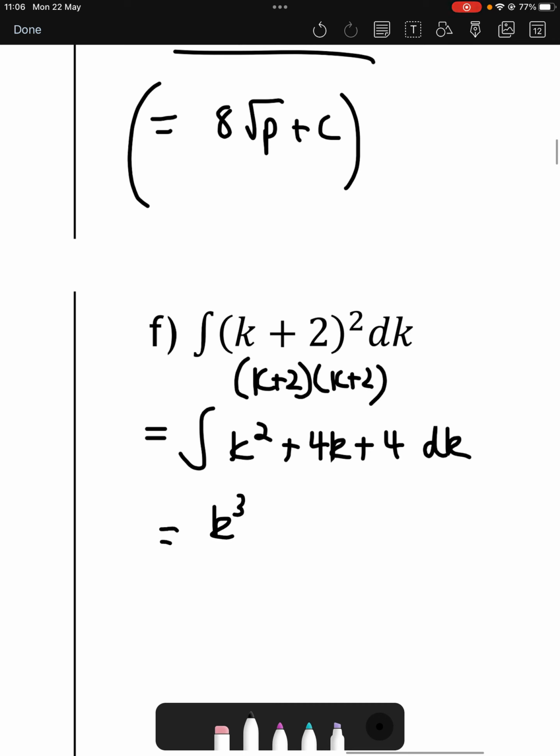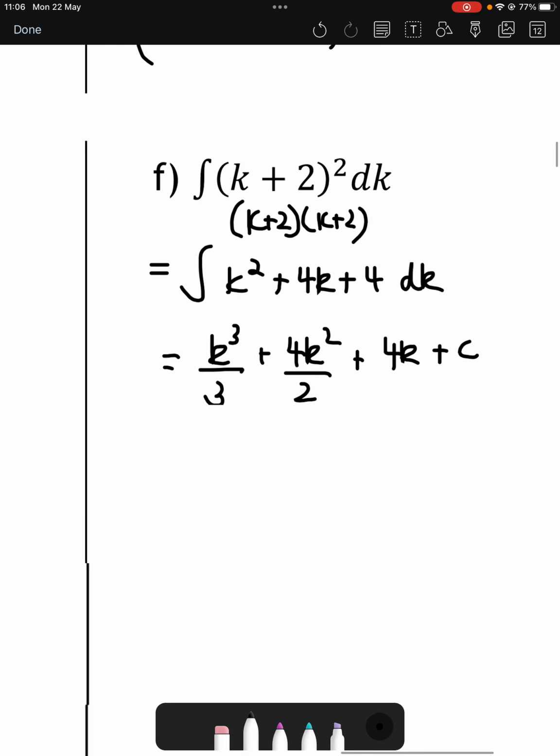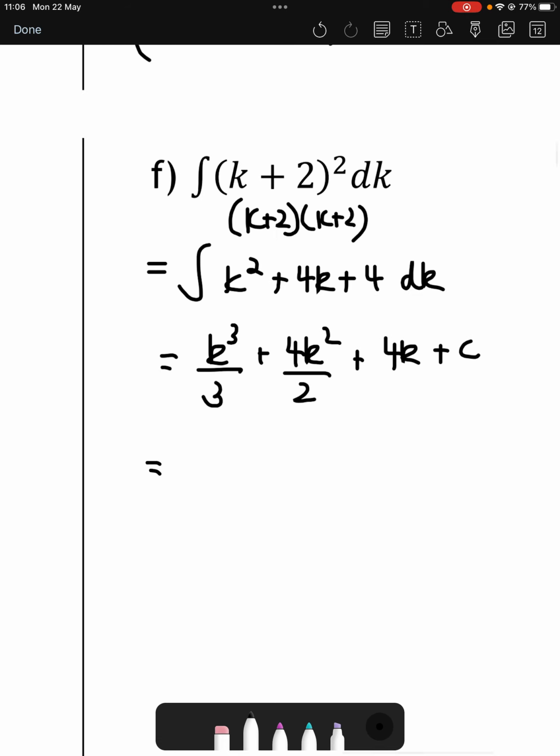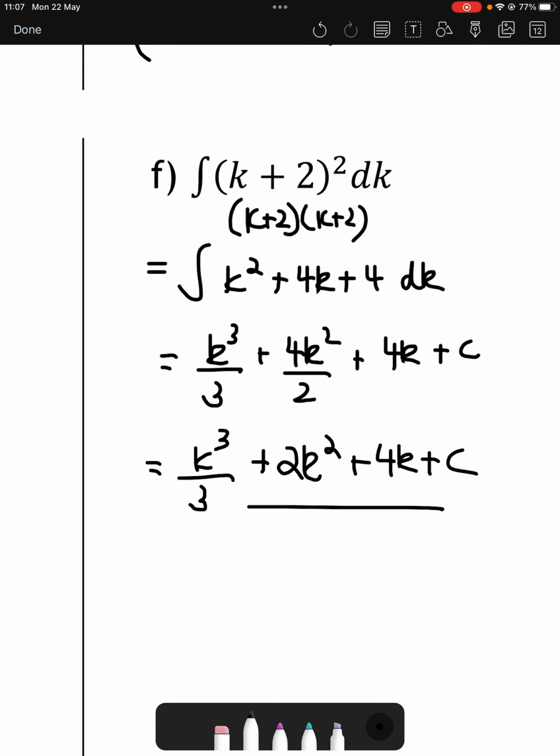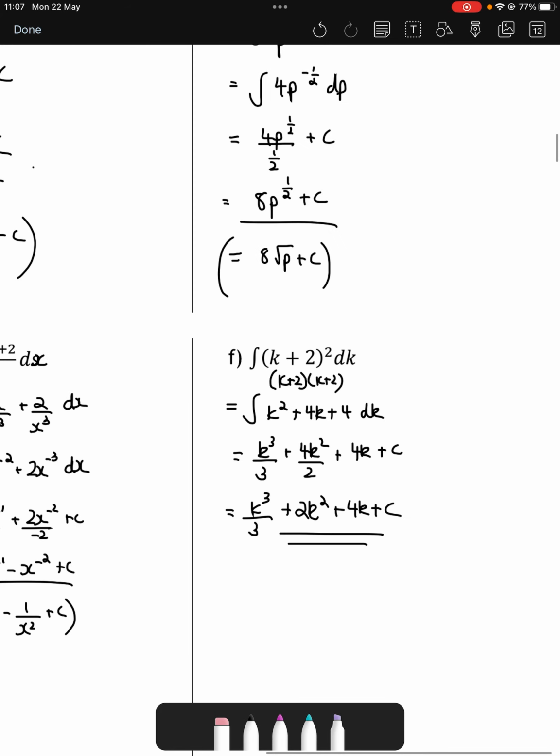Increase your power, and 4 will go to 4k. Remember your plus c. Tidy up, always, you need to always look for simplifying. So that first one's fine. That, however, goes to a 2. And then that would just be 4k plus c. And that one, can't do anything with that one.